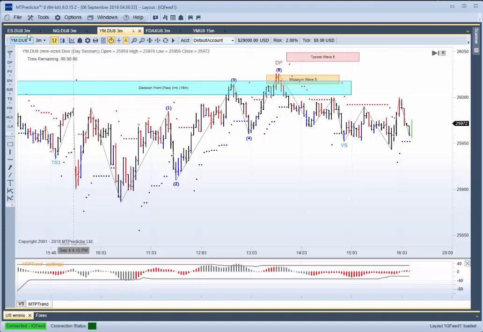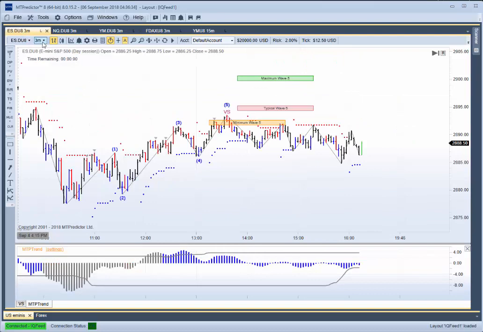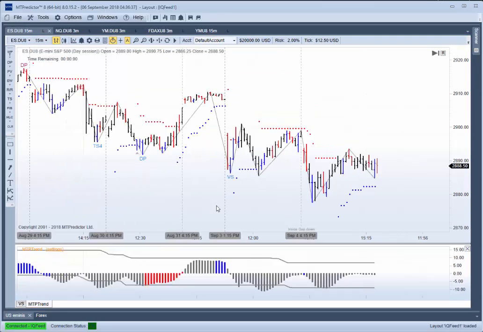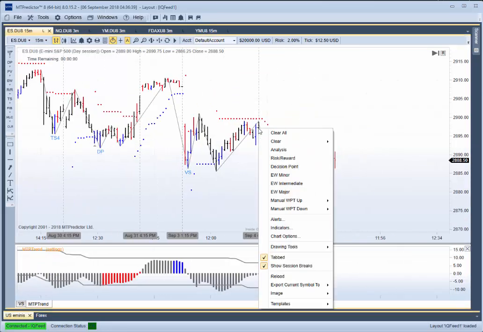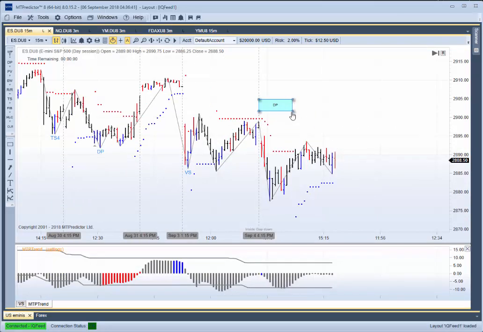If I now go to the ES chart and I go out to the 15-minute chart of the ES, if I do exactly the same and place its DP resistance on, you can see the market never got up to its DP resistance.